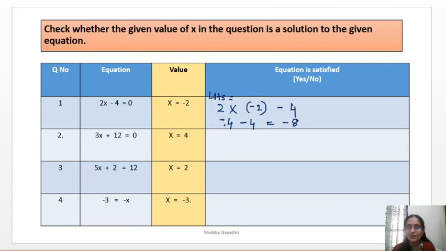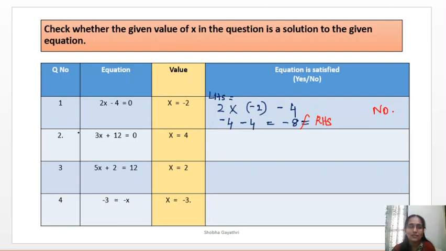When you add up minus 4 and minus 4, you will get the answer as minus 8. But the RHS is 0, it is not minus 8. So it is not equal to the RHS of the given equation. So what should we write? Our answer is no. So we will check the next equation.